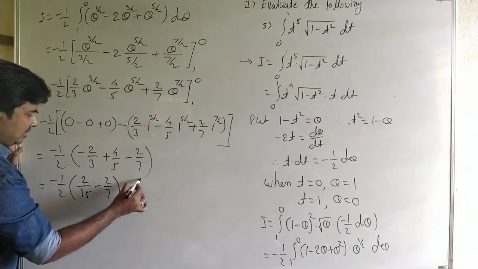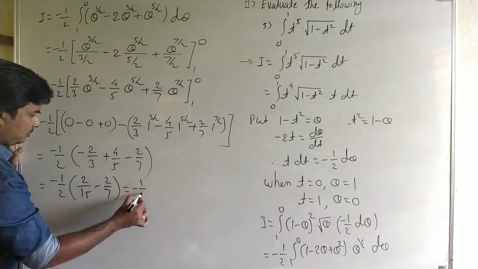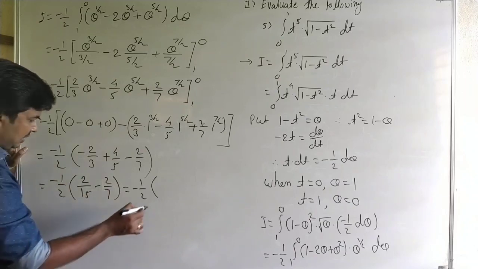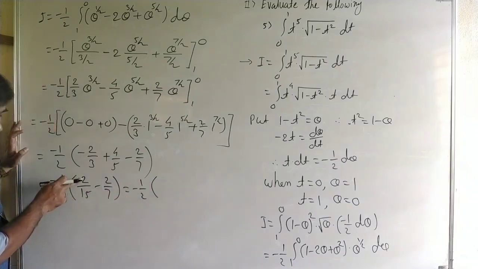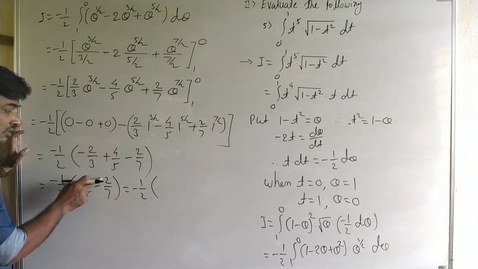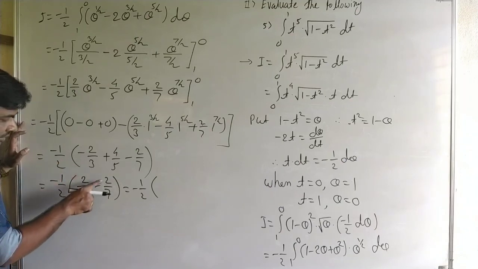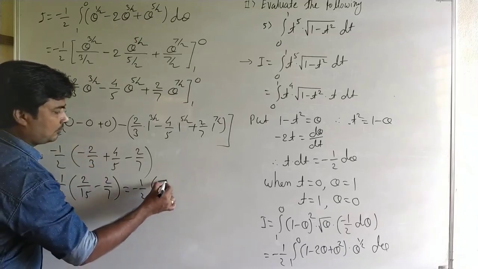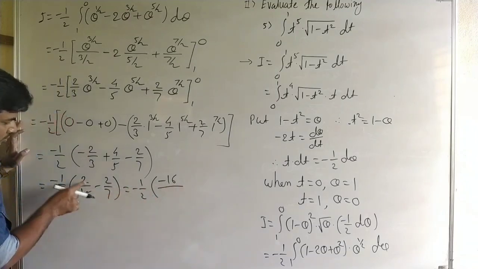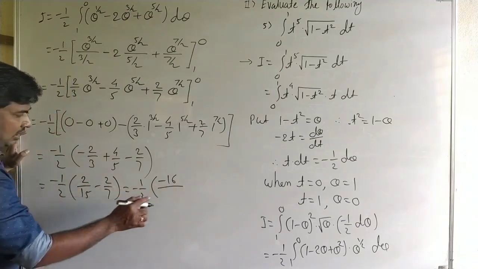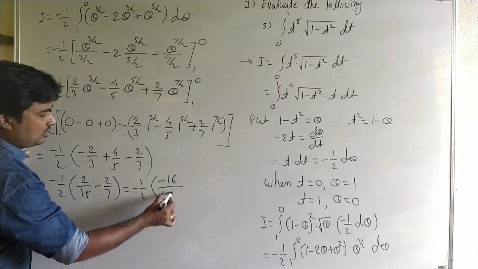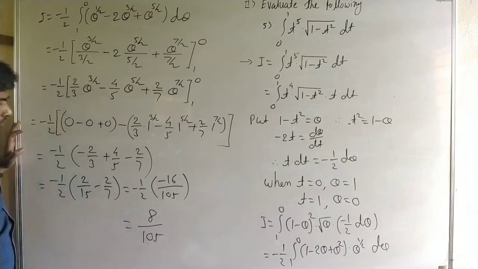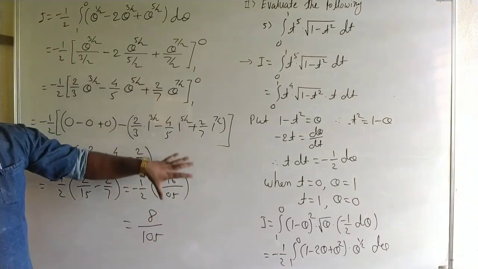Then minus 1 by 2. Okay, when we multiply minus 1 by 2, these two terms will be cancelled. Now it is 14 minus 30, upon 15 into 7, which is 105, and then the last answer is 8 upon 105. Okay, see carefully all the calculations.